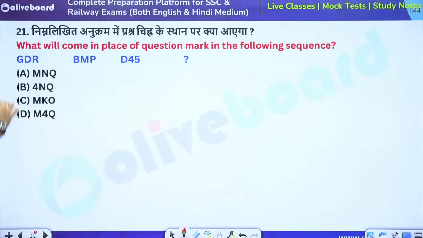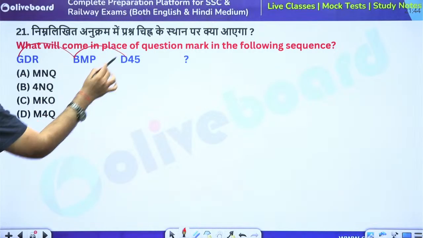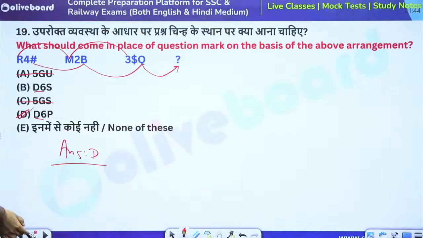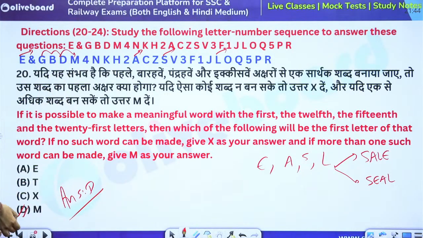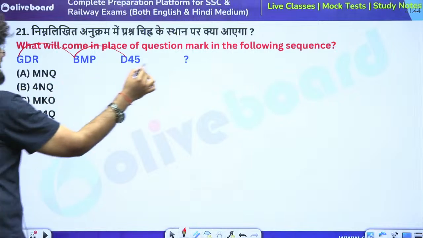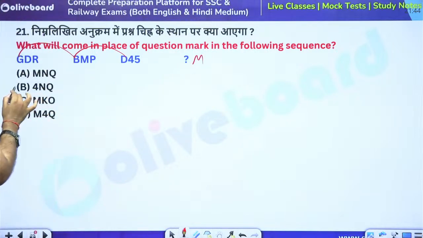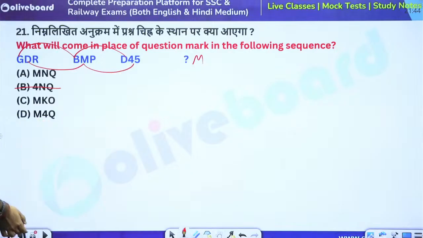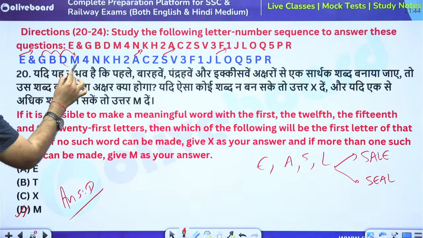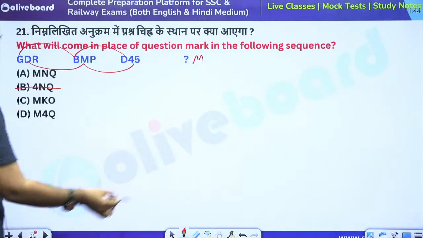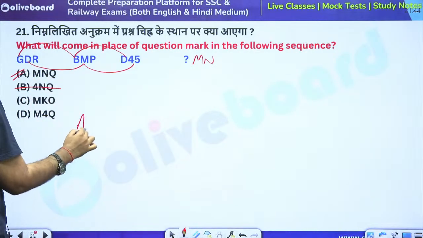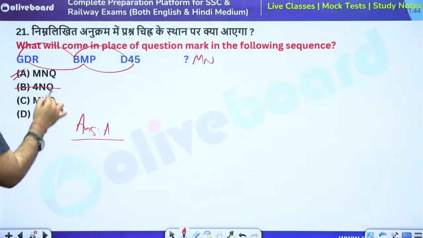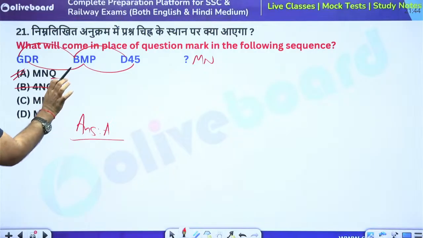So G, B, D. G, B, D. So next one will be M. So next one will be starting with M. So this is gone. Next is D, M, 4. D, M, 4. So next will be N. M, N. So option A is the right answer. Last letter is Q for all the cases, not here, sorry.